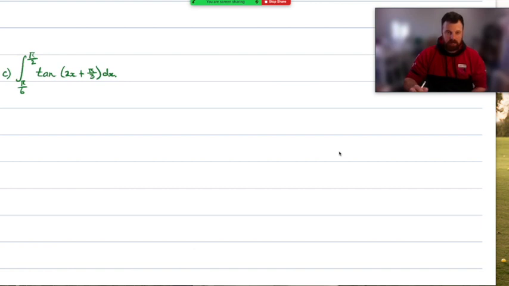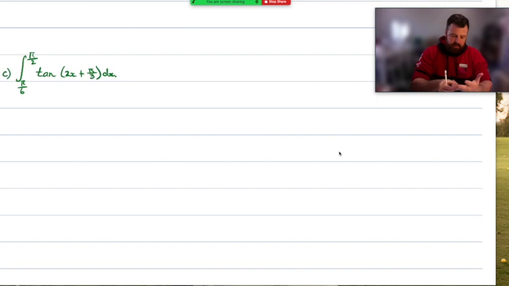we're asked to integrate the function of tan of 2x plus pi on 3 dx between pi on 6 and pi on 2. So having a look at that, when we look at our reference sheet, we know nothing about tan on our reference sheet. We know something about sine, cosine, and sec squared, but we know nothing about tan. So what can we do to tan?